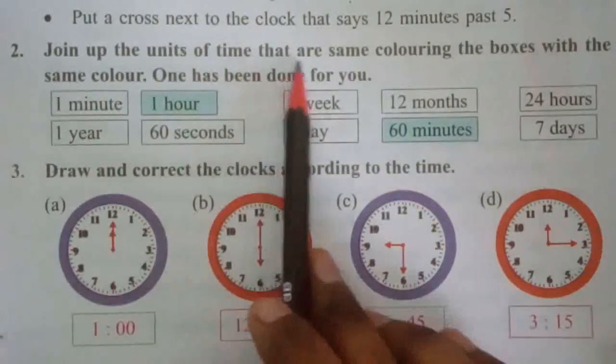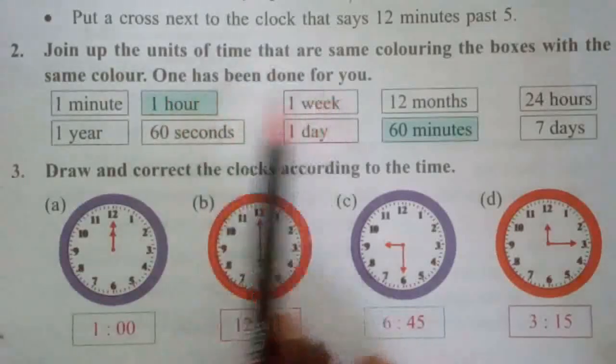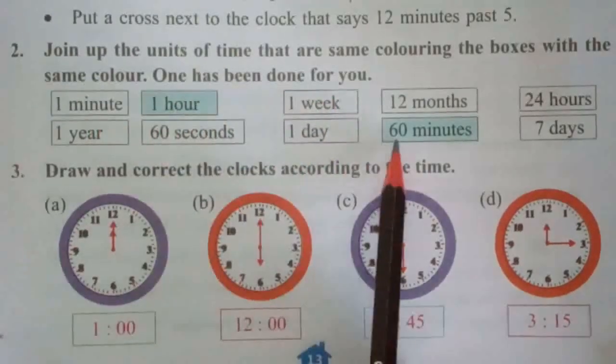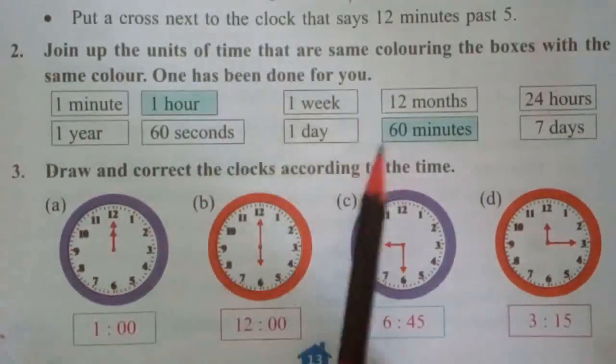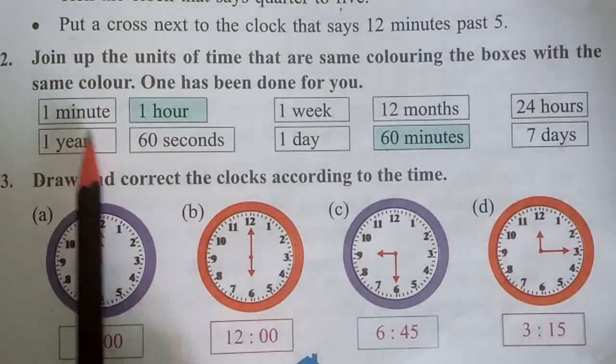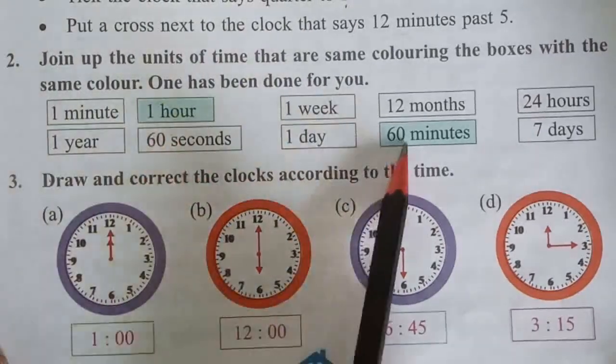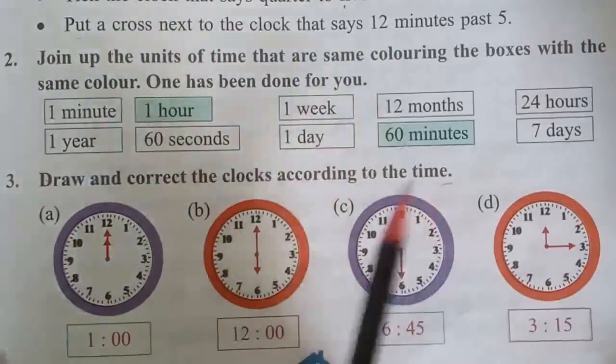Join up the units of time that are same, coloring the box with the same color. One has been done for you. 1 minute, 60, 1 hour. You have to find out the equivalent. Such as, 1 has been done for you. 1 hour is equal to 60 minutes. So both are colored same.